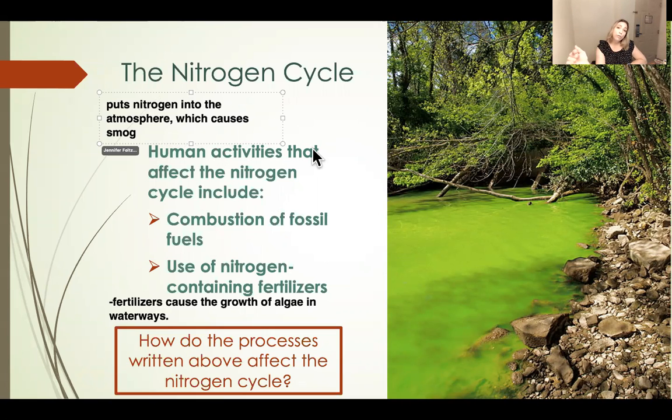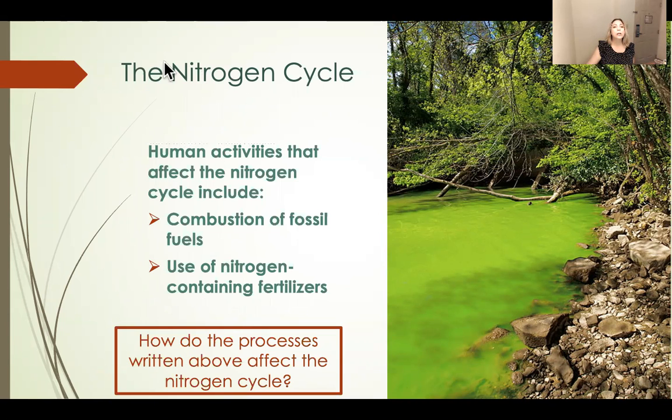Okay, so those are the two effects of human activities on the nitrogen cycle, right? So nitrogen fertilizers, we're adding a lot of nitrogen to the cycle. It's running off into our waterways, and that's like food for algae. Combustion of fossil fuels, and also car exhaust puts a lot of nitrogen into the atmosphere, which forms like smog. Okay. That is the last slide.